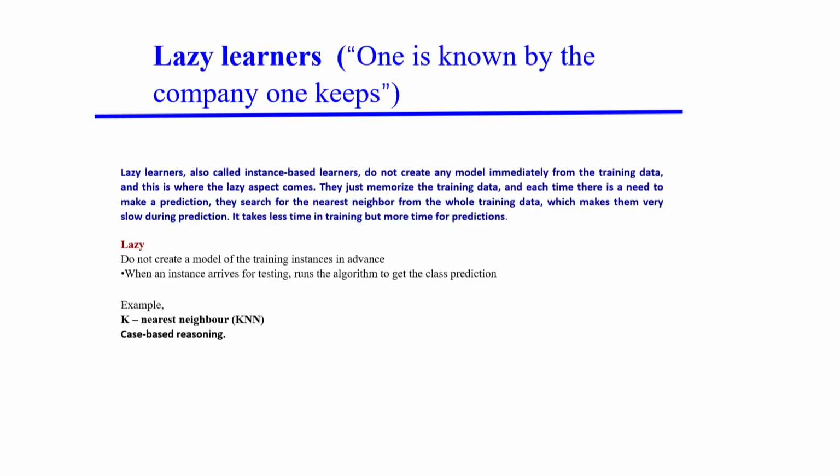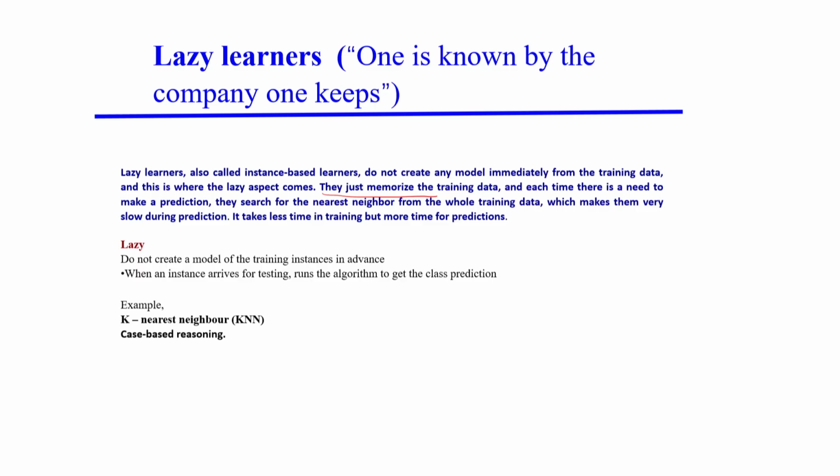To give you more, lazy learners are also called instance-based learners. They do not create any model immediately from the training data. This is where the lazy aspect comes into the picture, they wait. They have just memorized the training data, and each time there is a need to make a prediction, they search for the nearest neighbor from the whole training data, and that makes their prediction very slow. Basically, they do not create any model at the beginning. Whenever a test instance arrives, they select an algorithm and run it.